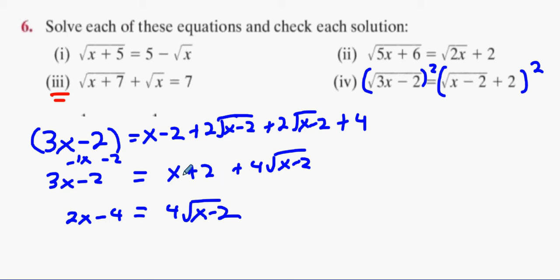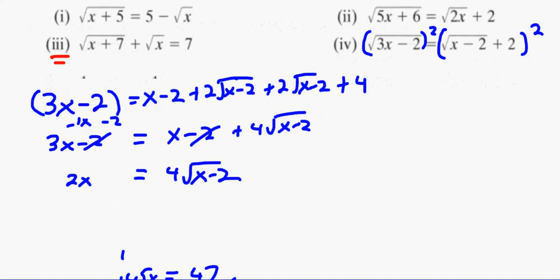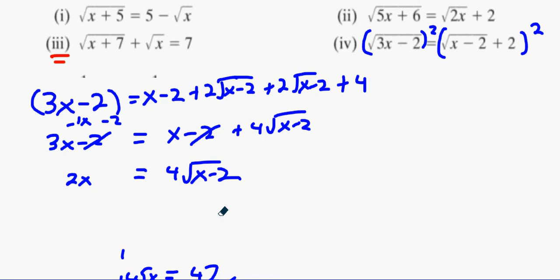Oh, sorry. Thanks. Daily will save me a lot of time, lads. That's a minus 2 there. I changed it to a plus 2 for no apparent reason. The minus 2's cancel, and actually it's just 2x on its own. Thanks for that, Daily. You saved me a lot of time. Now, square both sides anyway. Oh, there it is, Daily. I was right the first time. Fortunately.